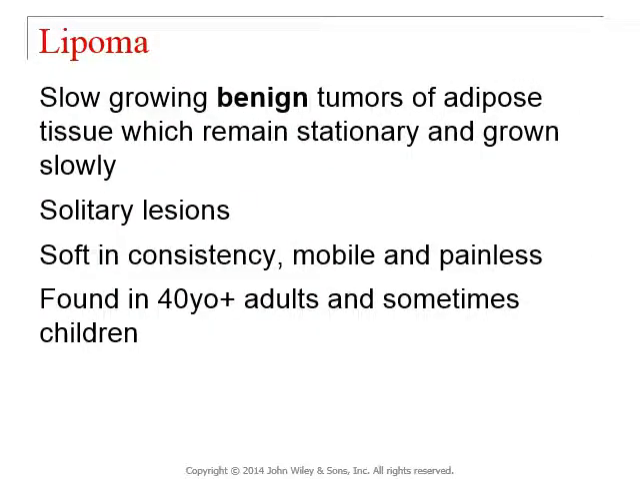So lipoma is going to be a slow-growing, benign tumor of adipose tissue. Usually remains stationary and grows very slowly. They tend to be solitary, they're very soft, they tend to be mobile and somewhat painless. They're usually found in adults over 40 years of age, sometimes in children.